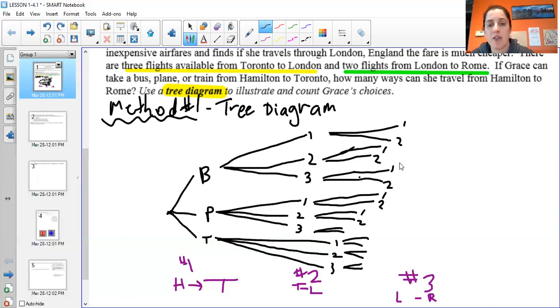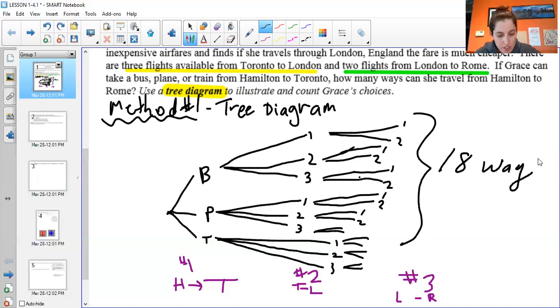So if you count how many branches are at the end, you've got 2, 4, 6, 8, 10, 12, 14, 16. I missed something here. 2, 4, 6, 8, 10, 12, 14, 16, 18. Thank you, Ms. Dunphy. There you go. 18 ways. Okay, so there are 18 ways she can travel from Hamilton to Rome.